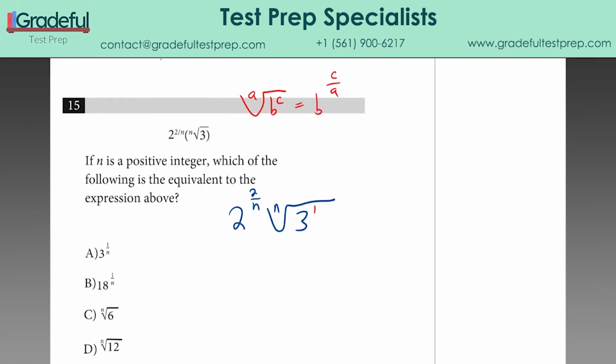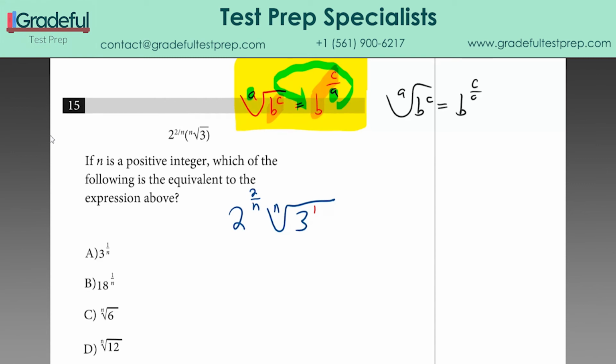And the way I think of it is that you've got b to the c, but the a that's right here kind of slips into this part of the radical. So it kind of comes around and goes right there. That's how I think of it. But in any case, you need to know that if you have the a root of b to the c, that's b to the c over a. So if we have the nth root of 3 to the 1, that's 3 to the 1 over n. And so we've got 2 to the 2 over n and 3 to the 1 over n.